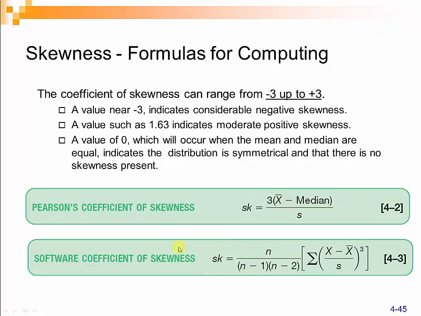Some characteristics of skewness are that it can range from a value of -3 up to +3. A value near -3 indicates considerable negative skewness. A value such as 1.63 indicates moderate positive skewness, and a value of 0 should ring a bell to you. That's when the mean, the median, and the mode are all equal, and it indicates that the distribution is symmetrical and there's no skewness present.